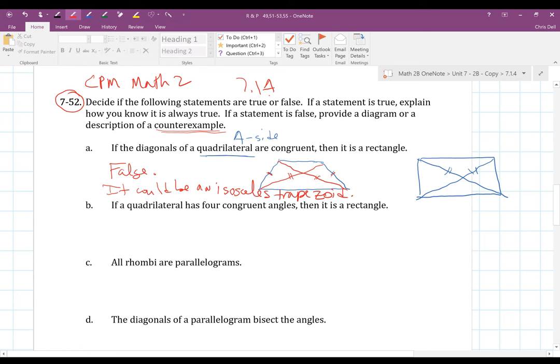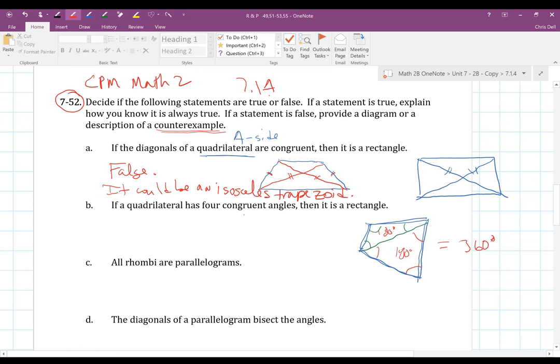All right. What about B? If a quadrilateral has four congruent angles, then it's a rectangle. Once again, a quadrilateral just means it's got four sides, so I can draw any shape here with four sides. What do we know about every quadrilateral? Well, if I cut this with a diagonal, I really have two triangles, don't I? The angles of each of these triangles add to 180. So within here is 180 degrees, and within here is 180 degrees. Therefore, the quadrilateral has a total of 360 degrees, right?